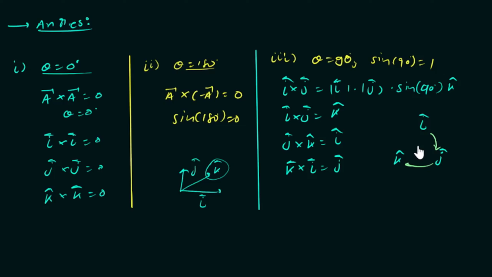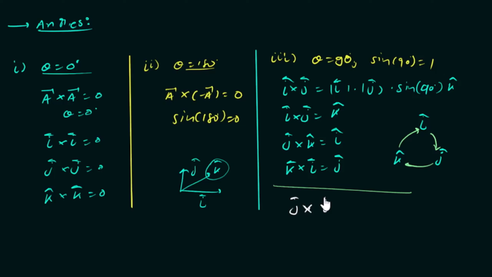Now J cross I is minus K cap, K cross J is minus I cap, and I cross K is minus J cap. So in this case, you can see that the direction of this rotation is anti-clockwise. So in the anti-clockwise direction our resultant will always be negative, right?